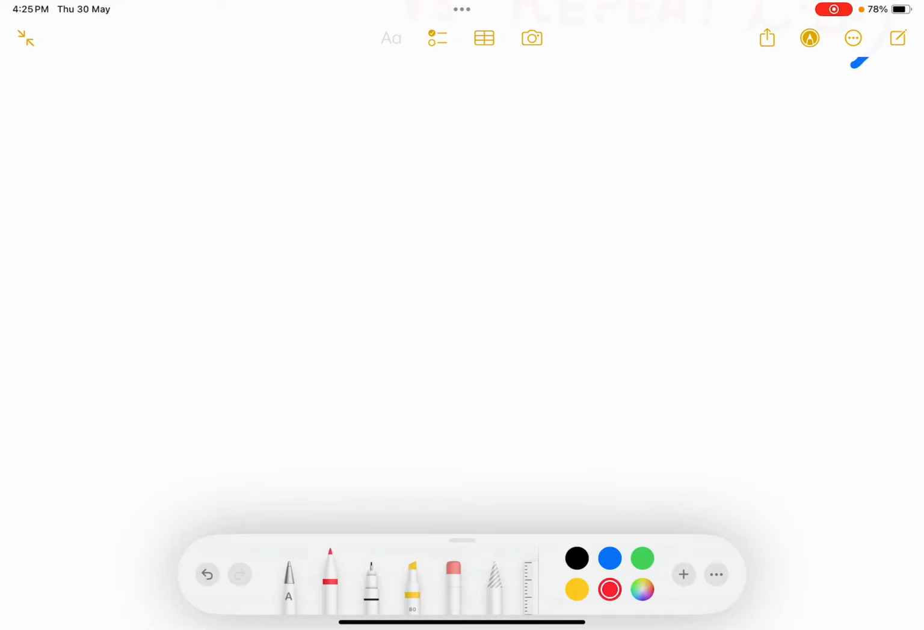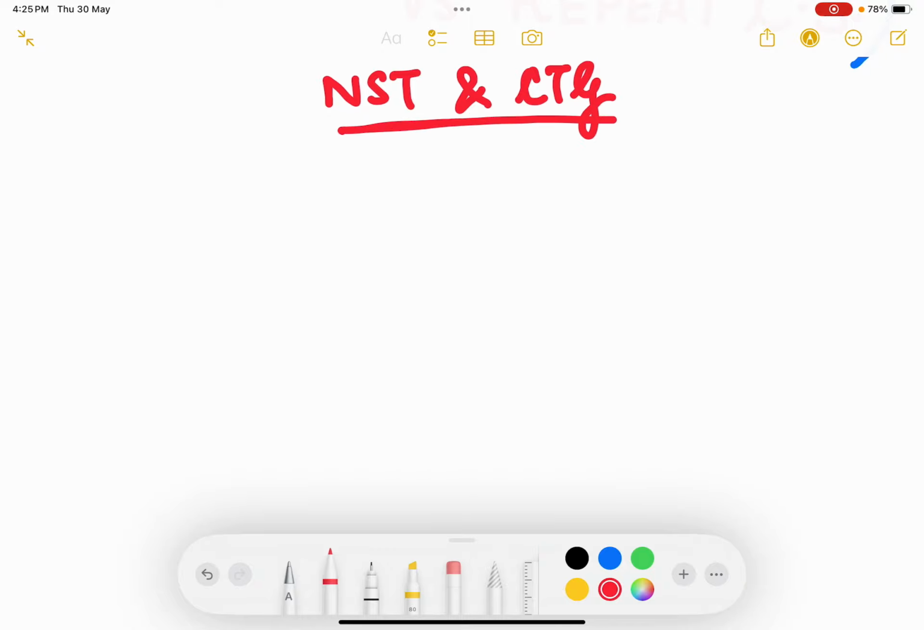Hi dear students, in today's class we'll be talking about NST and CTG, that is non-stress test and cardiotocograph. Now at the very onset I would like to tell that this is a very important topic because everybody in exam is asked about NST and CTG. These come as spotters as well as in your table vivas.